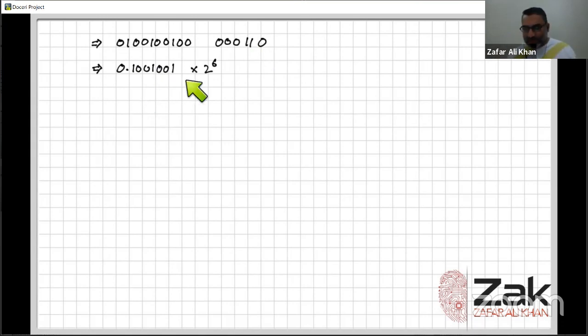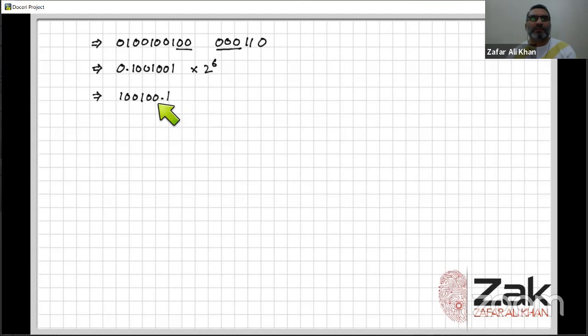Now, in order to resolve this into standard form, we will move this point 6 places towards the right. 1, 2, 3, 4, 5, 6 over here. As I said, if the exponent is positive, it means the point will go from left to right. 1, 2, 3, 4, 5, 6. So this will become 1001001.1, and this part of the exponent is now resolved. Now this is, let's say, a fixed point in binary form.